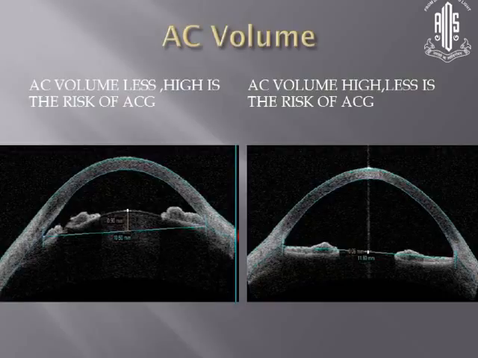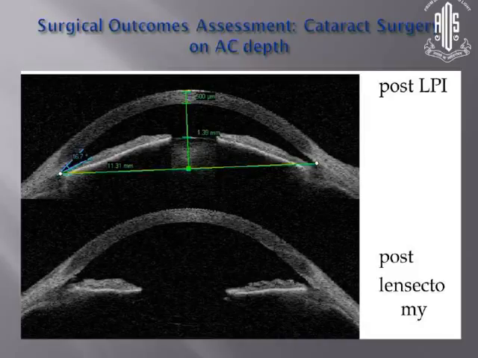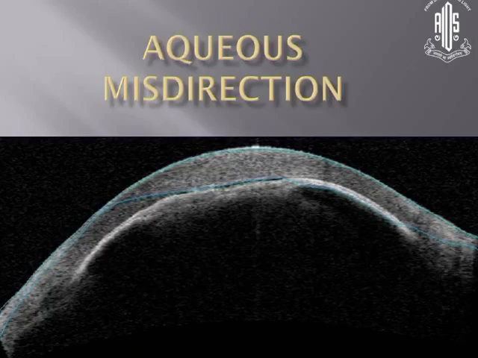So again, it indicates that following the lens removal, or even when you do the iridotomy, like in these patients, the iridotomy was done, and you can see that the AC volume has significantly increased. So the AC volume increases, and these patients start behaving like open angle glaucoma. It's the same. The lens is removed. You can pick up the iris cyst by this. Otherwise, with the gonioscope, it's difficult to pick up the iris cyst.